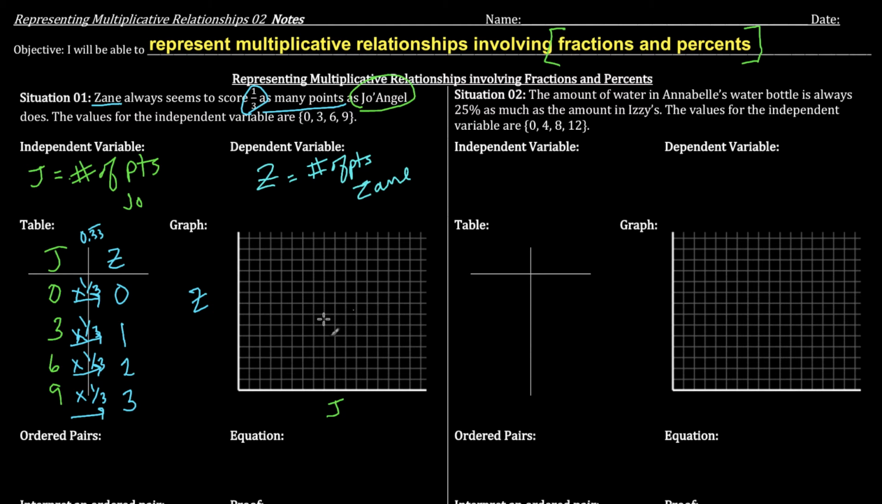Yes, he should be in green. And so we'll count 1, 2, 3. We'll count by ones. If Joe Angel has 0 points, Zane has 0 points. If Joe Angel has 3 points, Zane has 1 point. If Joe Angel has 6 points, Zane has 2. And if Joe Angel has 9, then Zane has 3. Well, let's assume you can get half a point or whatever.